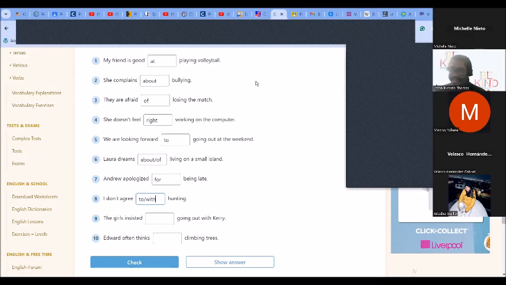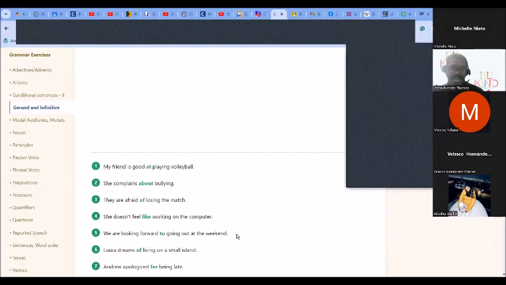All right. Gabriel, 9. The girls insisted on going out with Gary. Insisted on. Yep, that's usually a phrase that we have. And last one, Ariadna. Edward often thinks to climb a tree. Thinks to climbing trees. Here I'd go with about again. Thinks about, just like dreams. All right. And here are some possible answers.